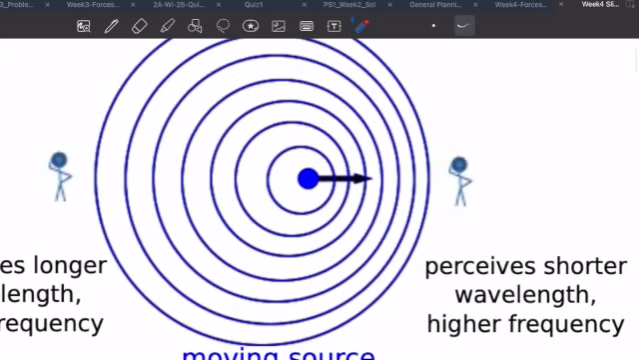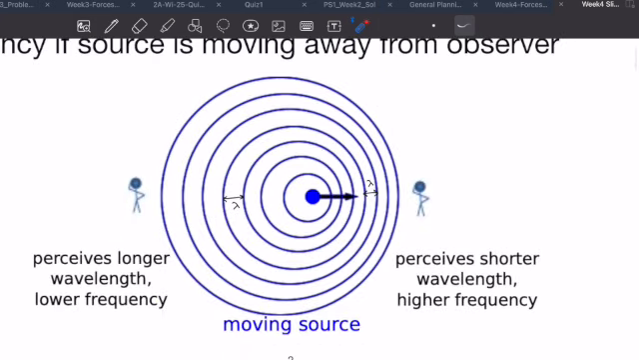The overall effect is the following. The wavelength of the wave behind the source compared to the wavelength in front of the source is different. In front of the source, you get a shorter wavelength, and behind the source, you get a longer wavelength. So let's see what effect that has on frequency. We know v equals lambda times the frequency. This is the wave velocity. This depends on the medium, so that's not changing.